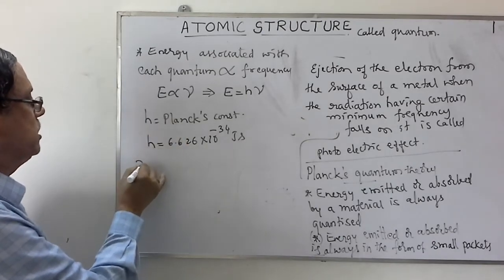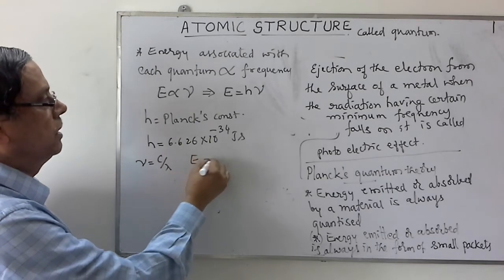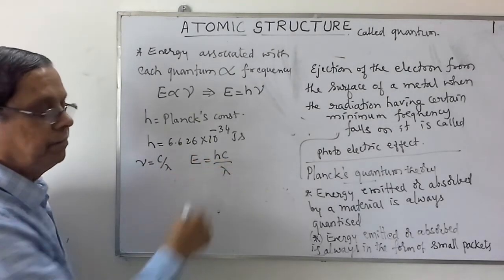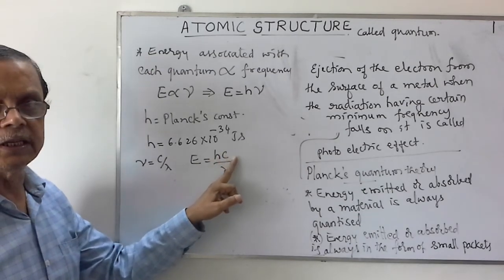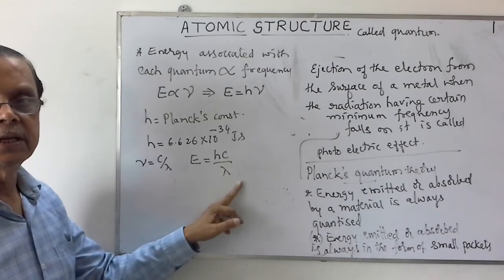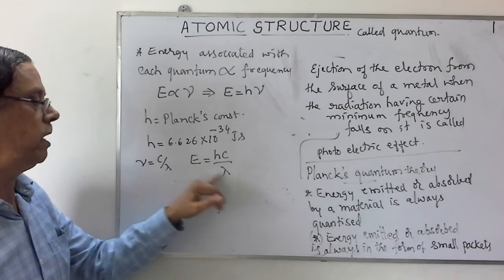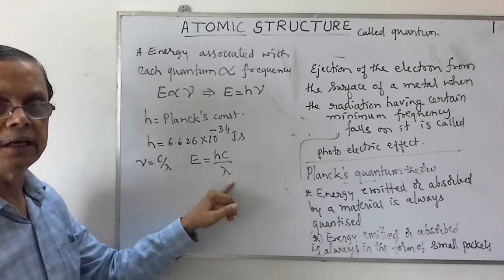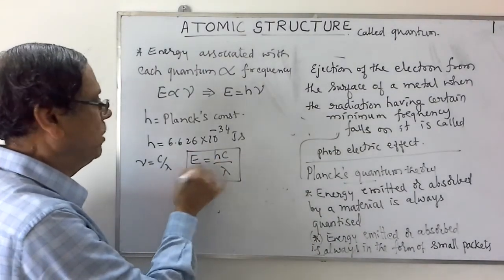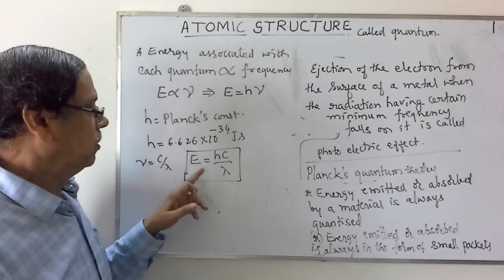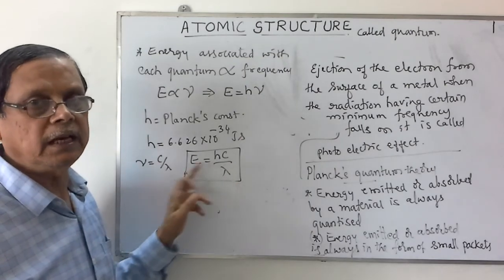But we know that nu is equal to c by lambda. Therefore, we can write this as E is equal to hc divided by lambda, where E is energy, h is Planck's constant, c is velocity of light, lambda is the wavelength of that particular radiation. So using this one, we can convert the wavelength into the energy. So it is Planck's relationship between the frequency or wavelength and the energy. We know that higher the energy, lesser will be the wavelength.